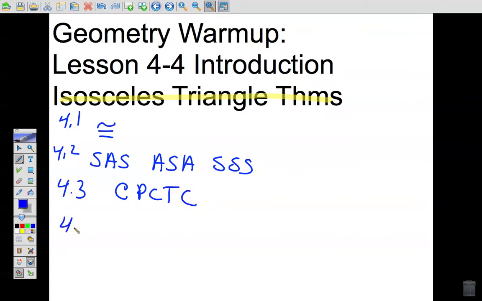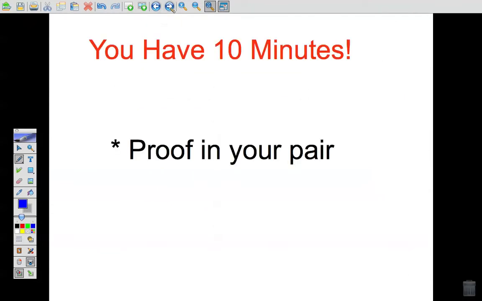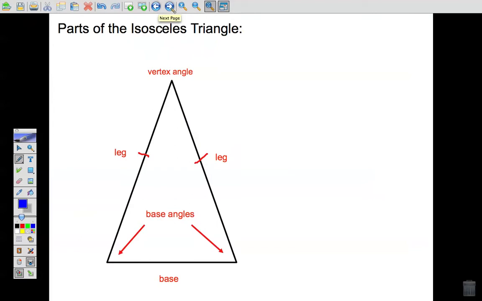So now we're to section 4.4, where we're getting a little bit more detailed on using triangles, and namely isosceles triangles. What I have here is a proof that as a class we're going to do eventually. I'm going to skip over that right now. In your notes, let's write down this screen here, and this is the parts of an isosceles triangle. So why don't you pause this and copy that down.